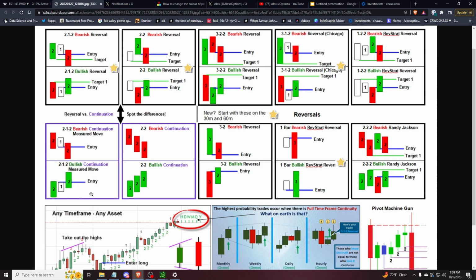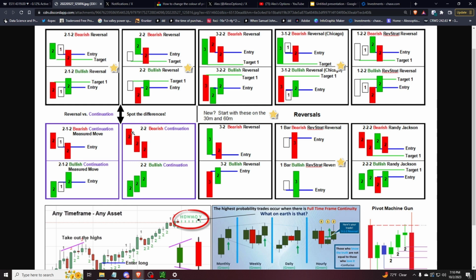Then vice versa on the upside. So that's all that is. We'll talk a lot more about measured moves because there's a lot more to it than just that. But when we're looking at a 2-1-2 like that, that's exactly what we're looking for. There's just different ways we can use that idea. Going forward, we'll talk about it.